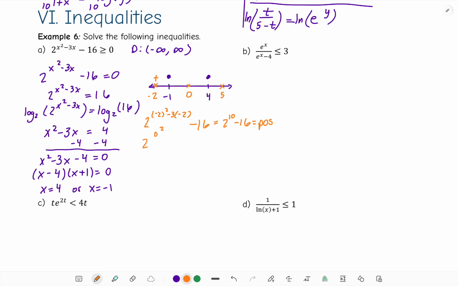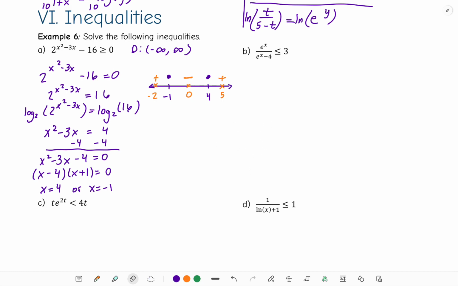Okay, and then 2 to the 0 squared minus 3 times 0 minus 16. 2 to the 0 minus 16. Well, 2 to the 0 is 1, so this will be negative. And then finally with the 5, we actually get the same answer as when we plug negative 2 in, and we've already said that's positive. Okay. So I'm going to erase this so I have room, because remember, this isn't our answer. This just tells us where we can find our answer.